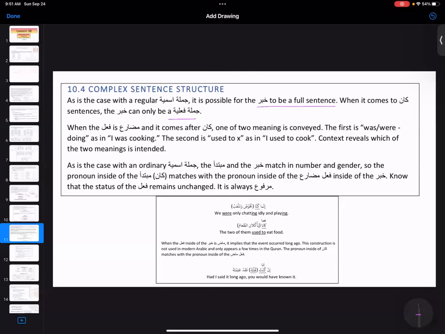When the fi'l is mudari' and it comes after kana, one of two meanings is covered. The first is was or were doing, as in I was cooking. The second is used to. Remember, I told you guys that when we have kana plus mudari', it is not a one-time act. It is habitual. So since it is a habit, we use the phrase used to. So they used to work, they used to go, they used to eat that. That was not one time, rather it is a habit.